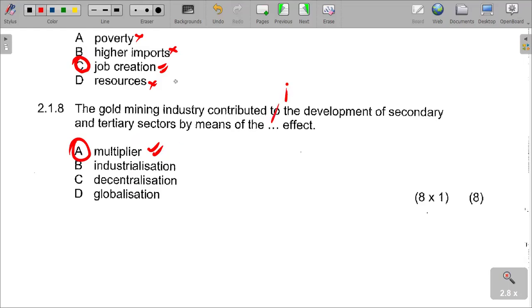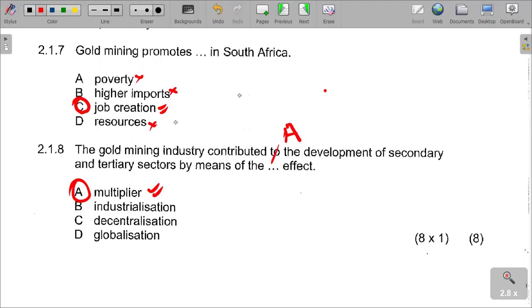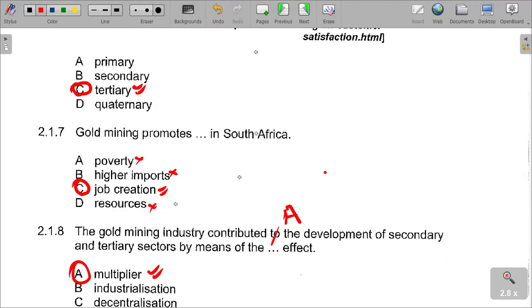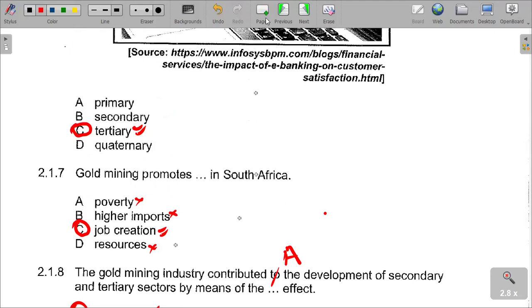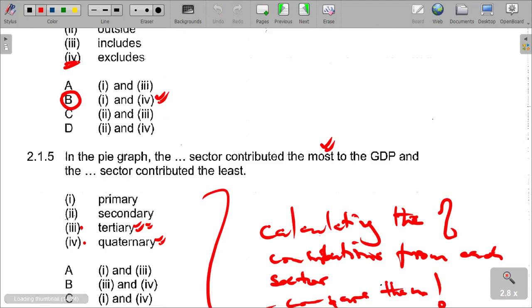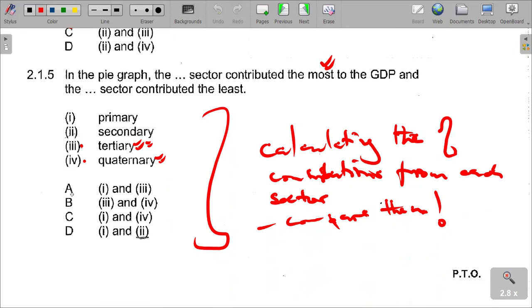So we call that the multiplier effect, which we can say is A. I keep on working this one. Just work it again and you might find out that the answer you can get there can be 1 and 4.